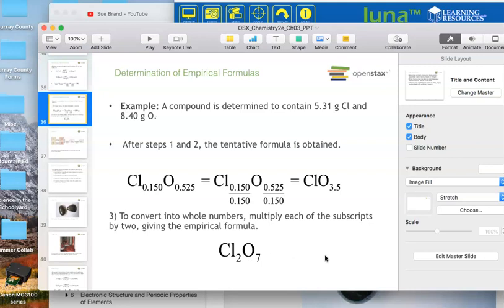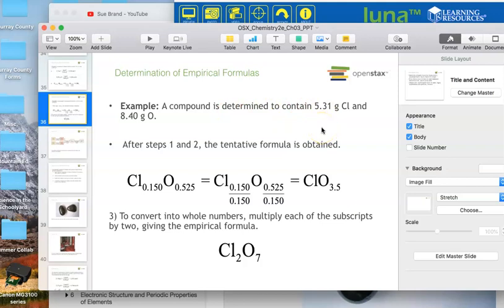Okay, so in this example here on your PowerPoint, it's showing you where you're starting out with 5.31 grams of chlorine and 8.40 grams of oxygen. They're wanting you to determine the empirical formula. So the first step would be percent to mass. Okay, well, we already have mass. We're starting with mass, so we're good with that step.